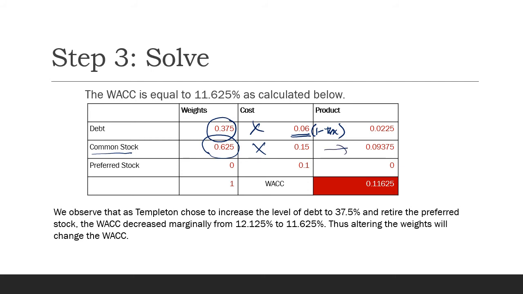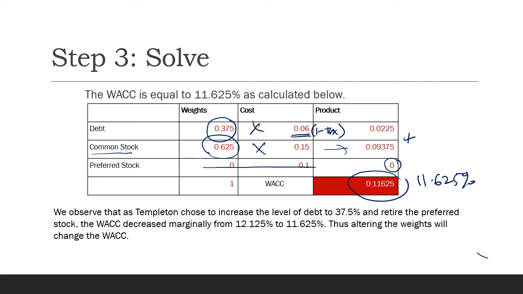We get 0.09375. There's no preferred stock, because we retire the preferred stock, so there's no component of preferred stock. So you just add up these two items, and we get 0.11625, or 11.625%.